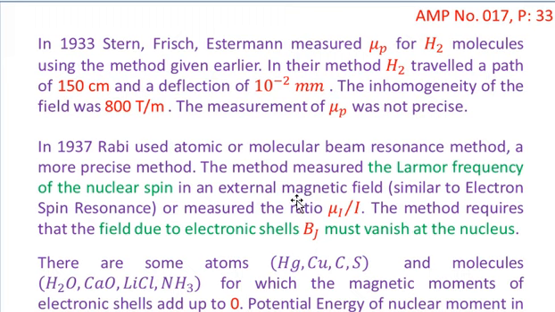So you see that in this method, in which we have discussed that we need to measure the Larmor frequency of the nuclear spin, or we can measure the ratio of mu I to I, it would require that the Bj, that is the field due to the electronic shells, must vanish at the nucleus.